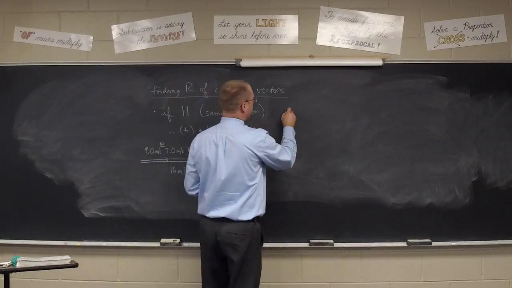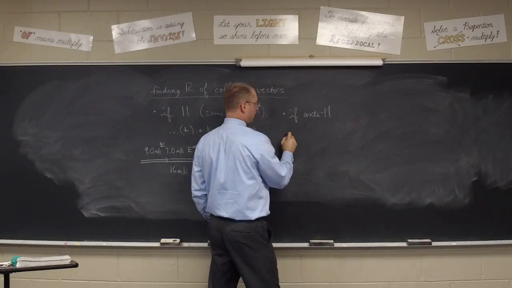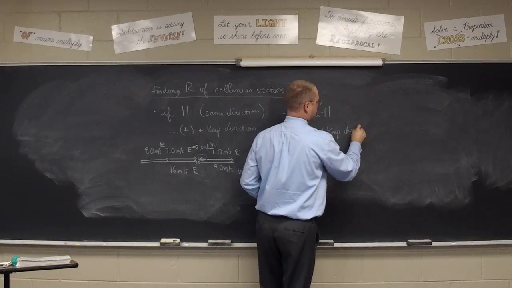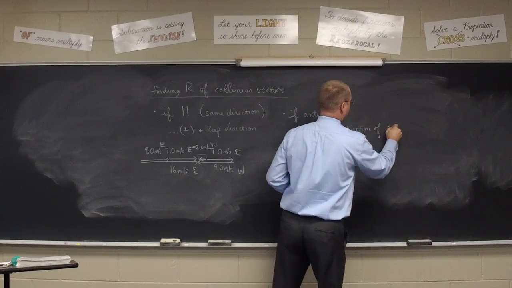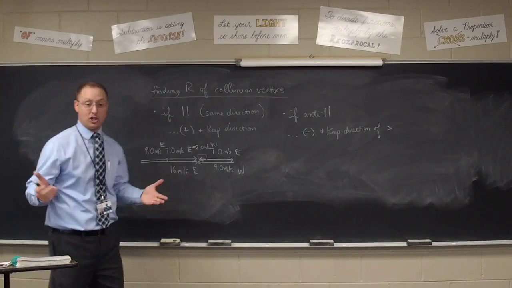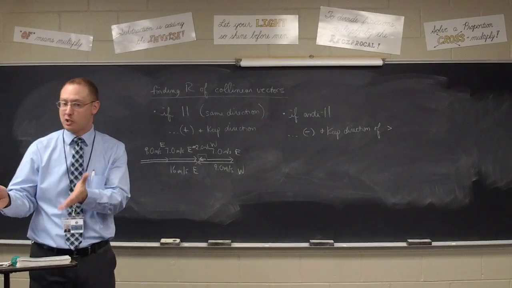Because rule number 2, if anti-parallel, subtract and keep the direction of the greater. Subtract and keep the direction of the greater. Does this sound vaguely familiar? Like you've heard this before? Add and keep the sign, subtract, keep the sign of the greater absolute value. It's basically working with signed numbers, isn't it? Same thing we did in algebra class. In fact, we actually used vectors, I think, when you were in 9th grade. Michael would remember this. But when you were in 9th grade, I think I used vectors to teach signed numbers.